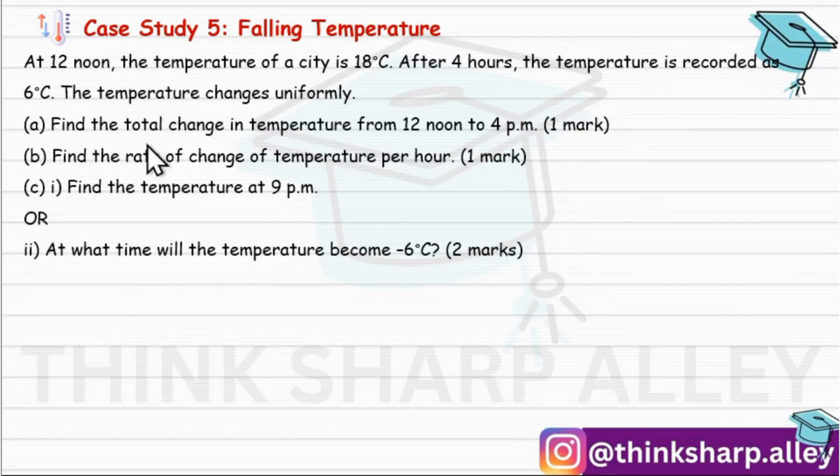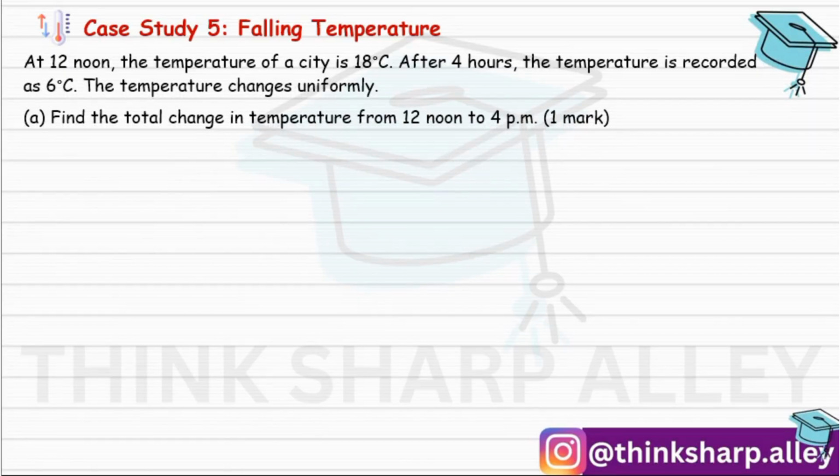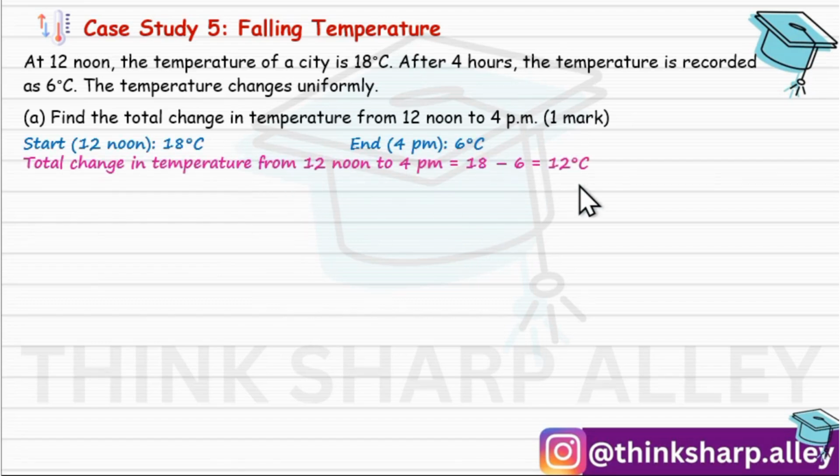In part A, we have to find the total change in temperature from 12 noon to 4 p.m. So to find the total change, we look at the difference between where we started and where we ended. So we started at 12 noon at 18 degrees Celsius and ended at 4 p.m. at 6 degrees Celsius. So let us just find the difference. 18 minus 6 will give me 12 degrees Celsius. That means the temperature dropped by 12 degrees Celsius in total.